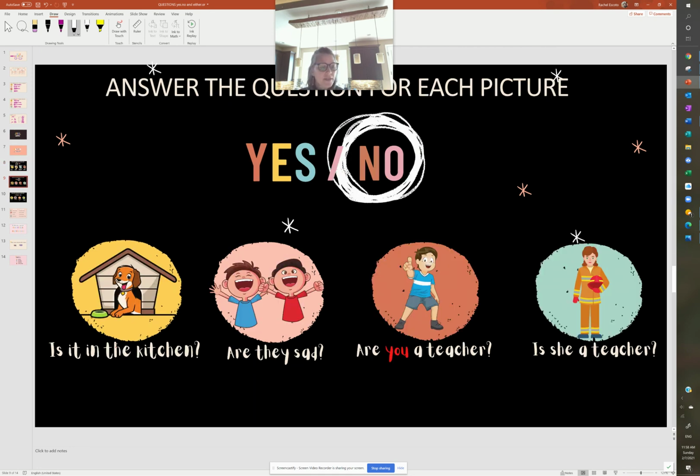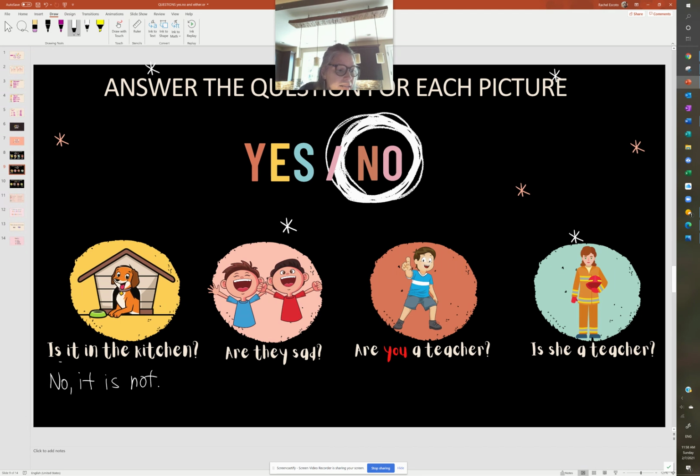Okay, let's look at some when the answer is no. Look at this one. Where's the dog? The dog is in the kitchen, right? And people want to know, is the dog in the kitchen? Is it in the kitchen? The answer, no, it is not. No, it is not, right? And again, we're switching the position, right?